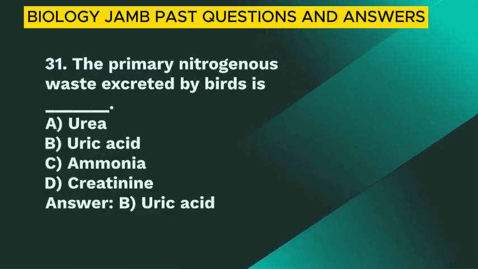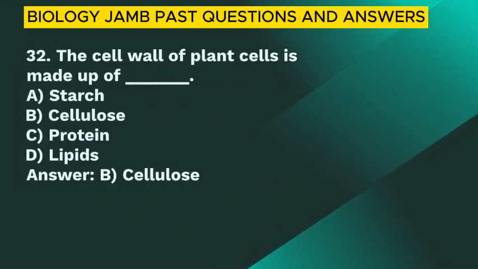Question number 31. The primary nitrogenous waste excreted by birds is A. Urea, B. Uric acid, C. Ammonia, D. Creatinine. The answer is uric acid. That's B. Question number 32. The cell wall of plant cells is made up of A. Starch, B. Cellulose, C. Protein, D. Lipids. The answer is B, which is cellulose.